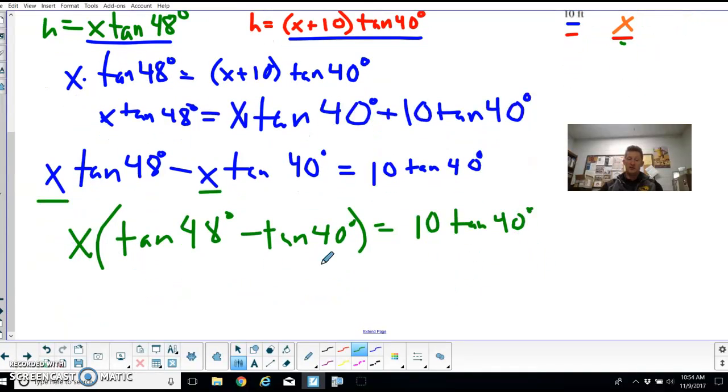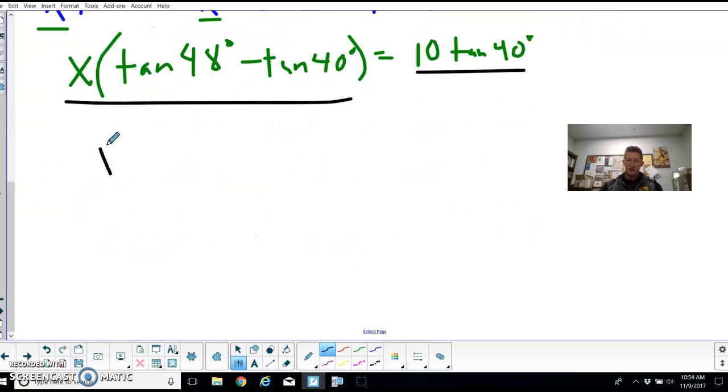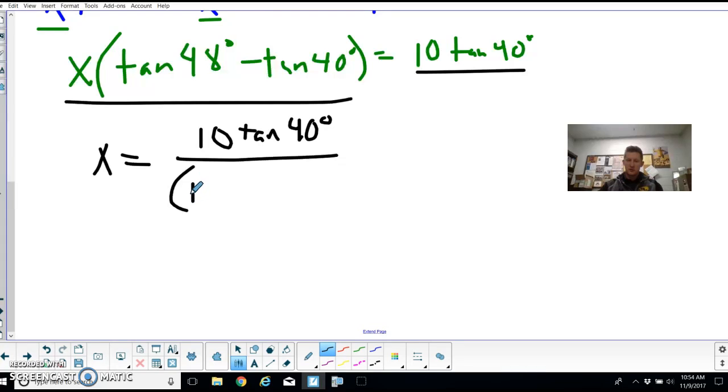Now, to solve for x, it's x times this. So the last step as I work to try to solve for x would be to divide. And then I'm dividing both sides. So I'm not going to write it more than once. Just check out what the answer is going to be. X is going to equal 10 tangent 40, and again, I haven't typed this in the calculator yet, but I will, divided by the tangent of 48 minus the tangent of 40. That's a 40. Good.